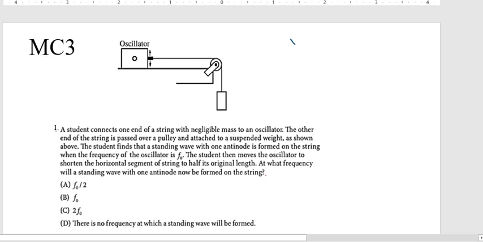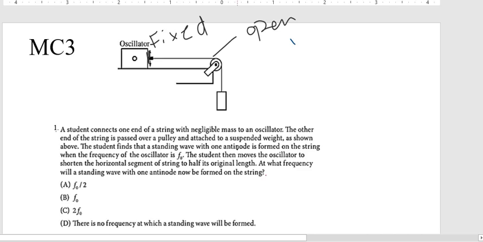Now onto the single questions. I'm just going to answer these in order, but you should answer the ones that you think are easy first. A student connects one end of a string of negligible mass to an oscillator, the other to a pulley. So on this one, you're basically getting fixed, like closed on a tube, and open, or not fixed, whatever you want to call it. The other end of the string is on a pulley, suspended by a weight, because this is free to move. As shown above, the student finds a standing wave with one antinode.